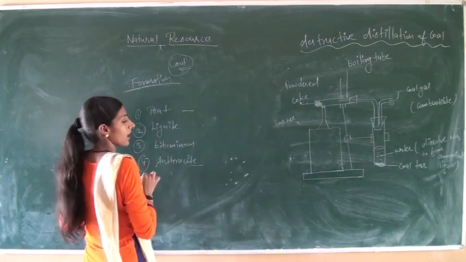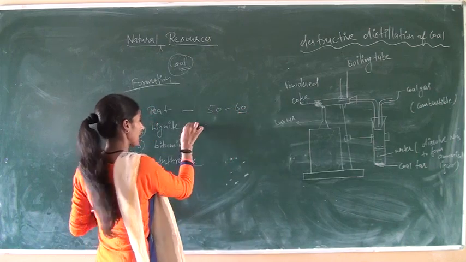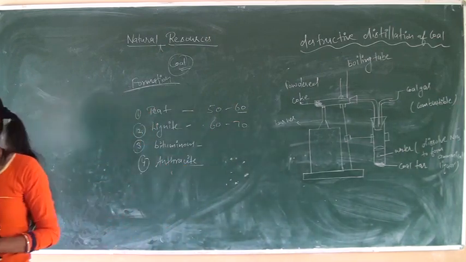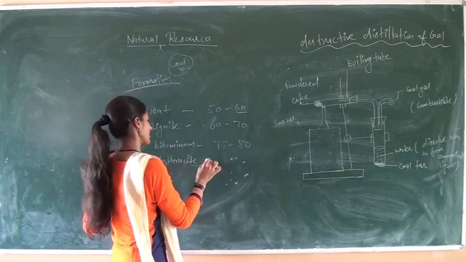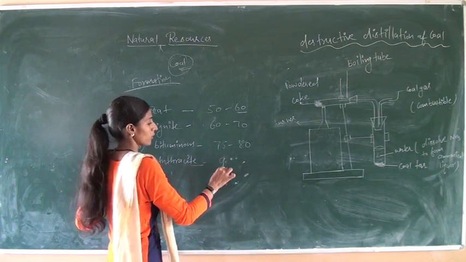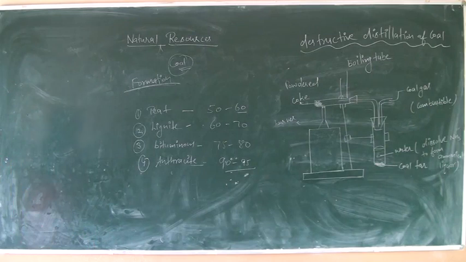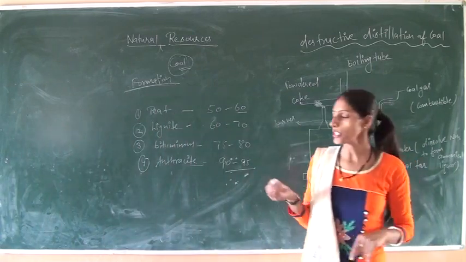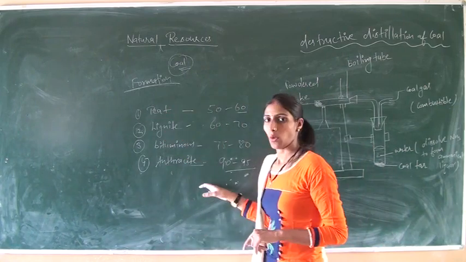In peat, the amount of carbon present is about 50 to 60%. In lignite, 60 to 70%, and in bituminous, it is 75 to 80%, and in anthracite, the amount of carbon is 90 to 95%. Now the calorific value. Calorific value means the energy produced when we burn these types of coal.